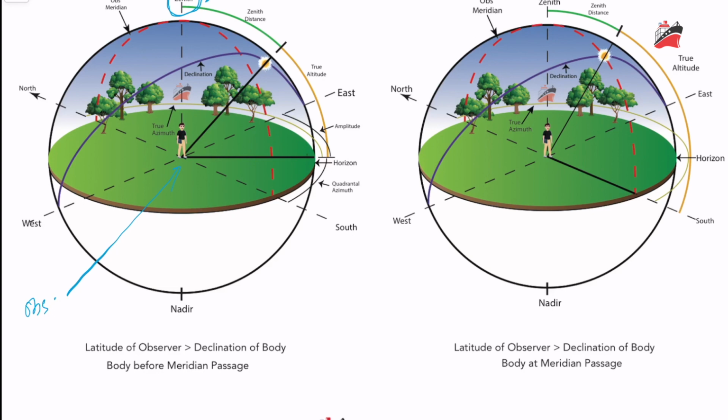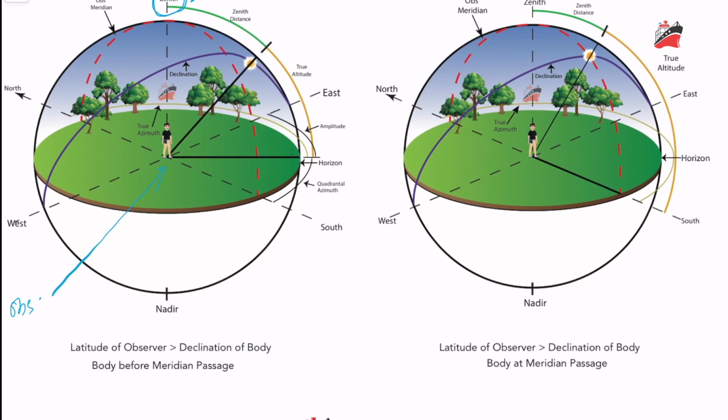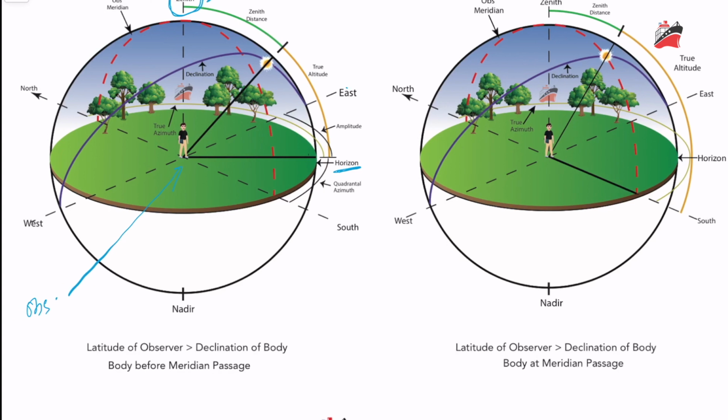Now this is the horizon. True altitude and everything is calculated from the rational horizon, which is the plane passing through the center of the earth. For reference, let us consider this as the rational horizon. The directions are denoted north, east, west, and this is south.